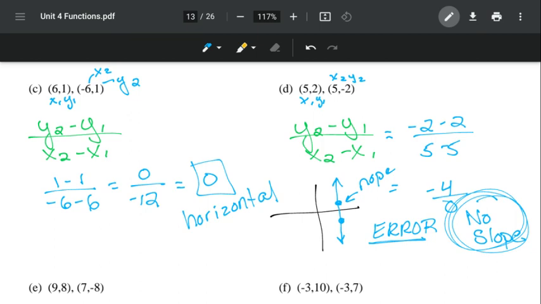So your job is to finish up pages 12 and 13 just by practicing. And as always, if you have questions, please stay for extra help.